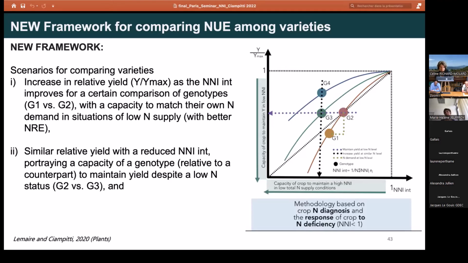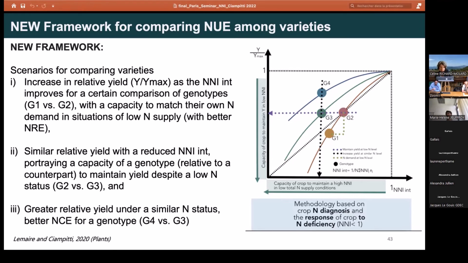The second scenario is if you compare G2 versus G3. In that case, what we are doing is reducing the NNI. So in this situation, we are maintaining yields, but we are reducing the amount of nitrogen in the plant, okay? And this is another scenario that could be beneficial in the sense of maintaining yields, but potentially increasing that efficiency and using less nitrogen. And then one of the last combinations is G4 and G3, which basically means that we are increasing yields, we are increasing the utilization of nitrogen with similar NNI.